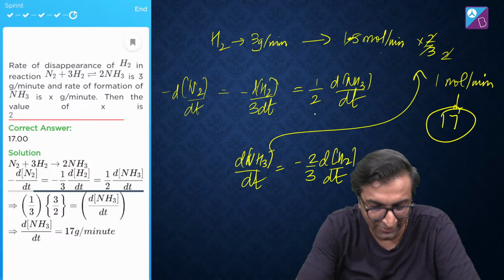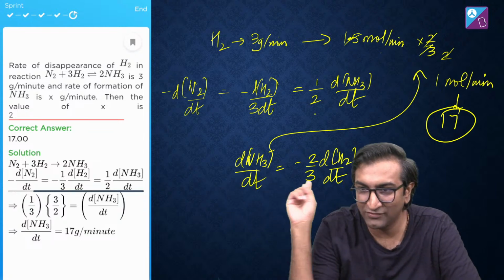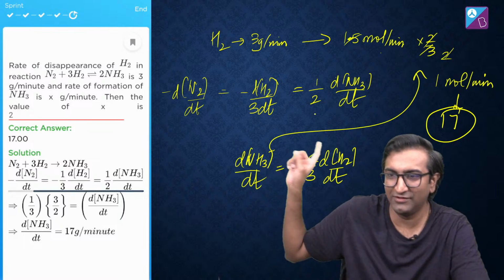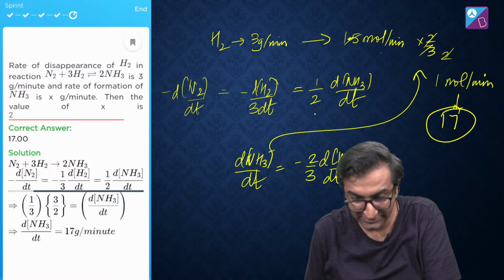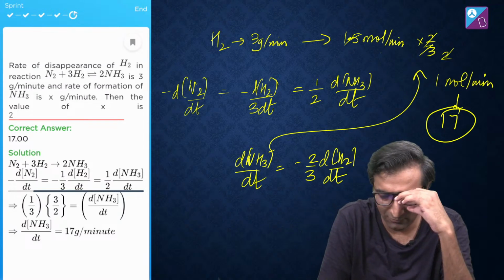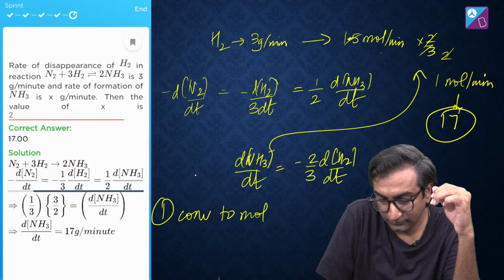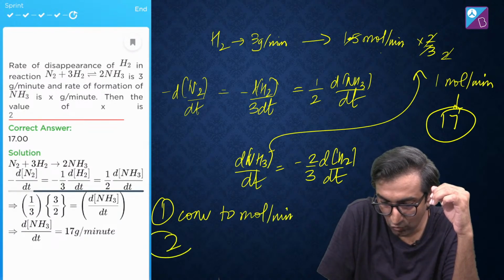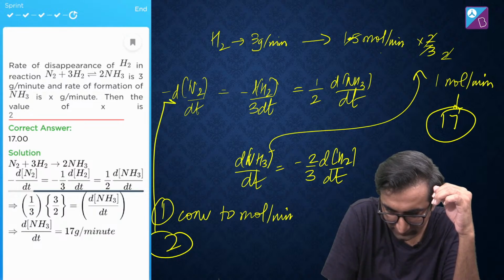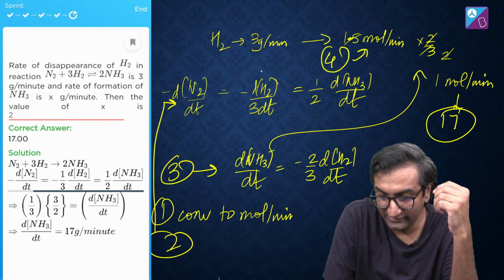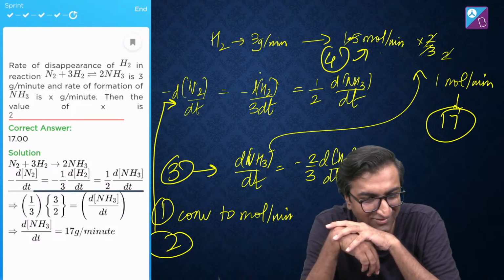X gram per minute. अगर x निकालना है तो 17 निकालना पड़ेगा. समझ रहे हो? Because they've given mass, इसीलिए आपको ये 17 बनेगा. Because see here all this is mole. So okay, let me not repeat everything. Step 1, convert to mole per minute. Step 2 is this. Step 3 is this. Step 4 is this. Okay, cool.